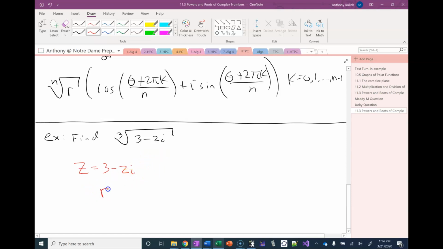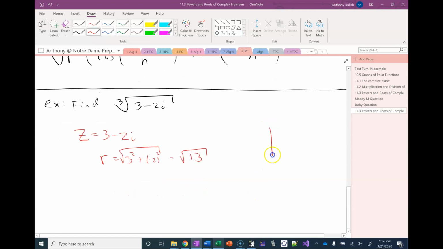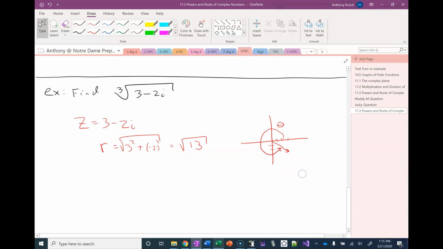To do that, I'm going to need a value for r, which is just going to be the square root of 3 squared plus negative 2 squared. So that's going to be the square root of 13. And then I need to find the argument here, now that I have the modulus. So I'm going to graph this complex number. I'm going to go 3 over and 2 down. So there's my value, and what I want is this angle here, theta.